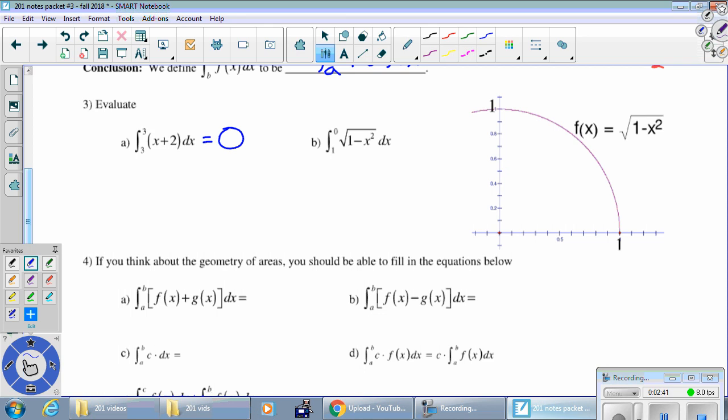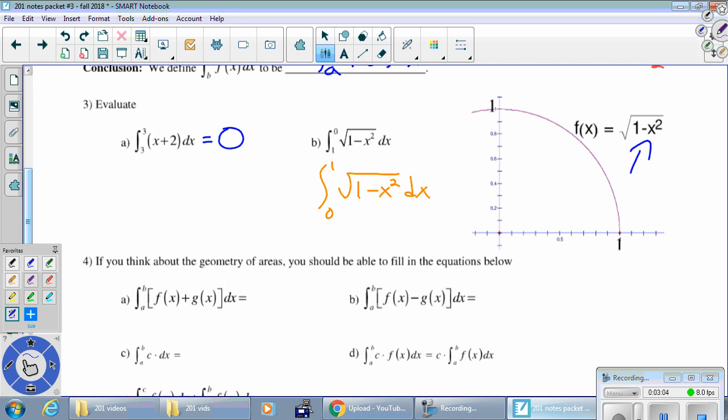Okay, b looks trickier. So first of all, the limits are in the, quote, wrong order. So I'm going to put them in the, quote, right order and just do this integral first. And then we'll figure out what to do about the fact that the limits are reversed. So square root of 1 minus x squared, you might not recognize it, but it is this curve. It is actually the top half of the circle centered at the origin with radius 1.